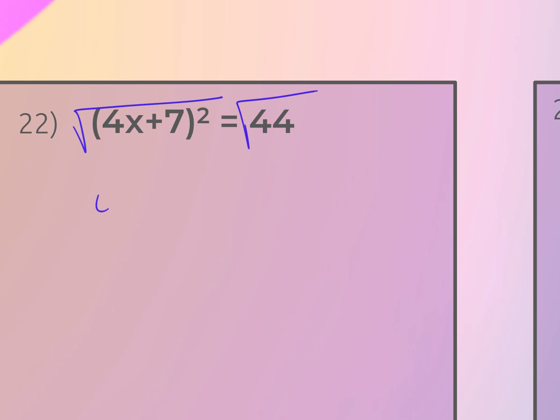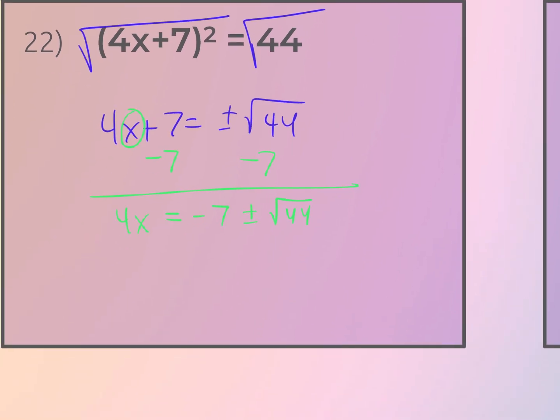So I have 4x plus 7 equals. What goes in front of root 44? Plus or minus. Good. Just how we keep doing the same thing over and over. I'm going to simplify root 44 at the end, but I want to isolate x. I have 2 things I need to do in order to get x by itself. What is the first thing? We're going to subtract 7. Perfect. So you have 4x equals, I'm going to put 7 first, so negative 7 plus or minus root 44. I think that's a good habit to get into so your numbers don't sneak underneath your radical. And then what's my next step? Divide by 4. Okay, so divide by 4.